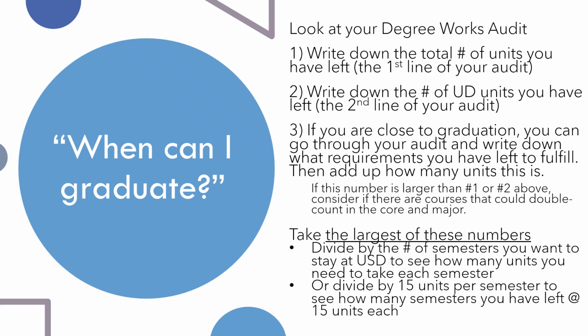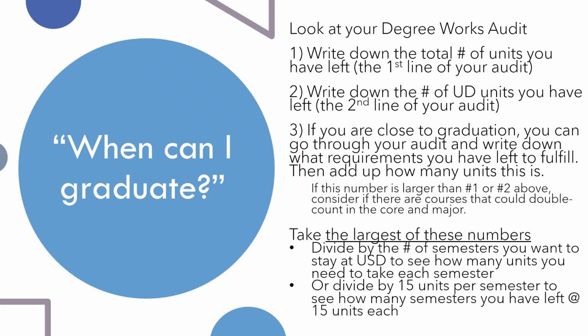You could also do the opposite and divide by, say, 15 units if you normally take 15 units a semester to see how many semesters you have left if you continue to take 15 units each semester. For example, if the largest of these numbers is 50 units and you want to stay at USD for 3 more semesters, that would be 17 units per semester to graduate in 3 semesters.